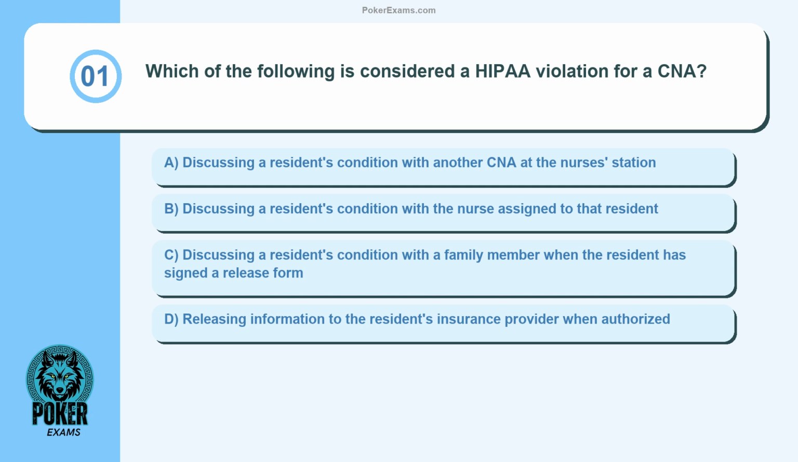Question 1. Which of the following is considered a HIPAA violation for a CNA? Discussing a resident's condition with another CNA at the nurse's station. Discussing a resident's condition with the nurse assigned to that resident. Discussing a resident's condition with a family member when the resident has signed a release form. Releasing information to the resident's insurance provider when authorized.